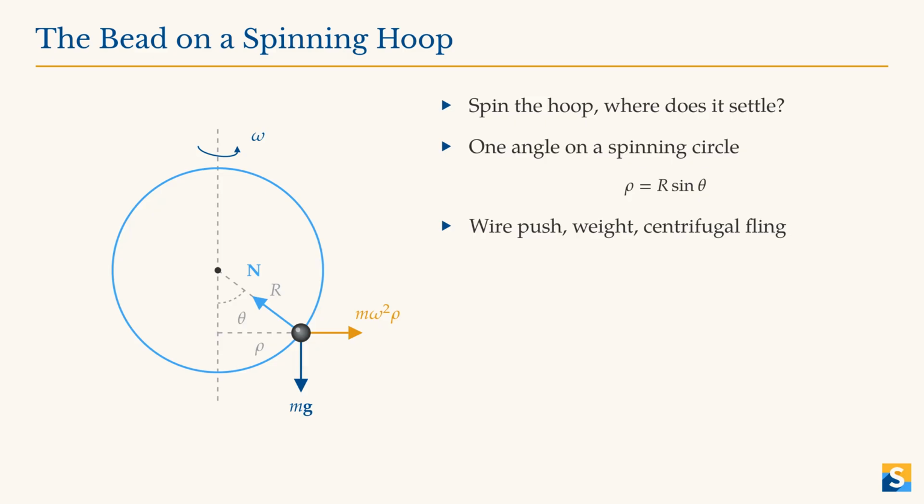Now balance along the two directions. The vertical books demand N cosine theta match the weight, mg. The horizontal books demand N sine theta supply the fling, m omega squared r sine theta. Divide the second line by the first and the normal force cancels away entirely. What remains is cosine theta equals g over omega squared r, one line, and it carries the bead's entire fate.